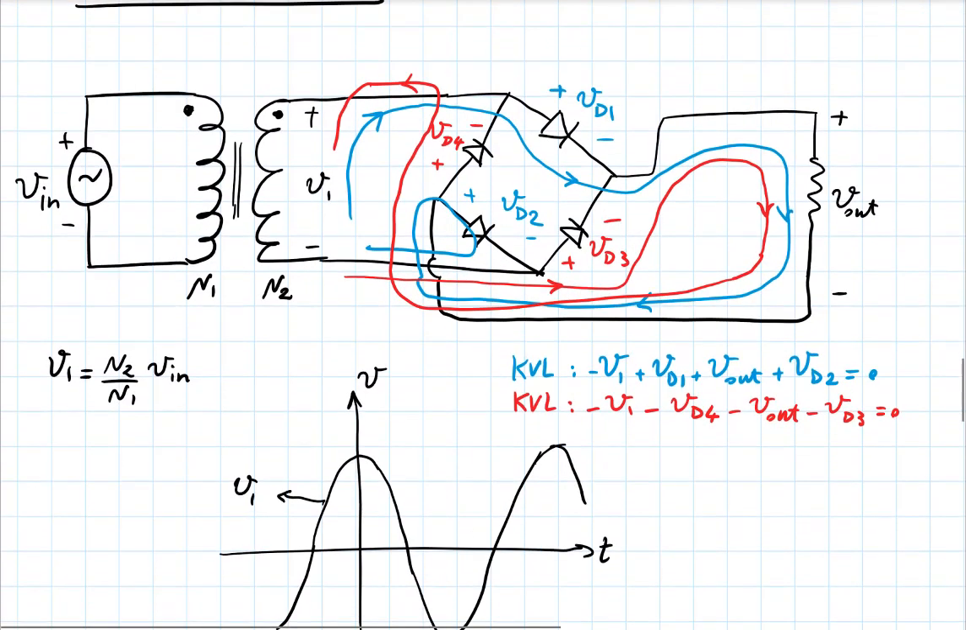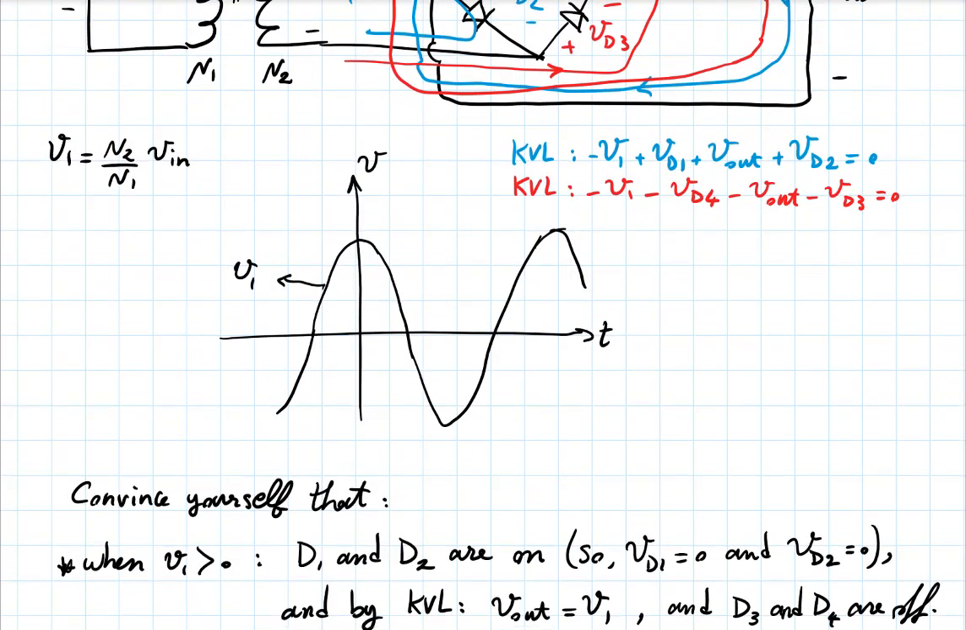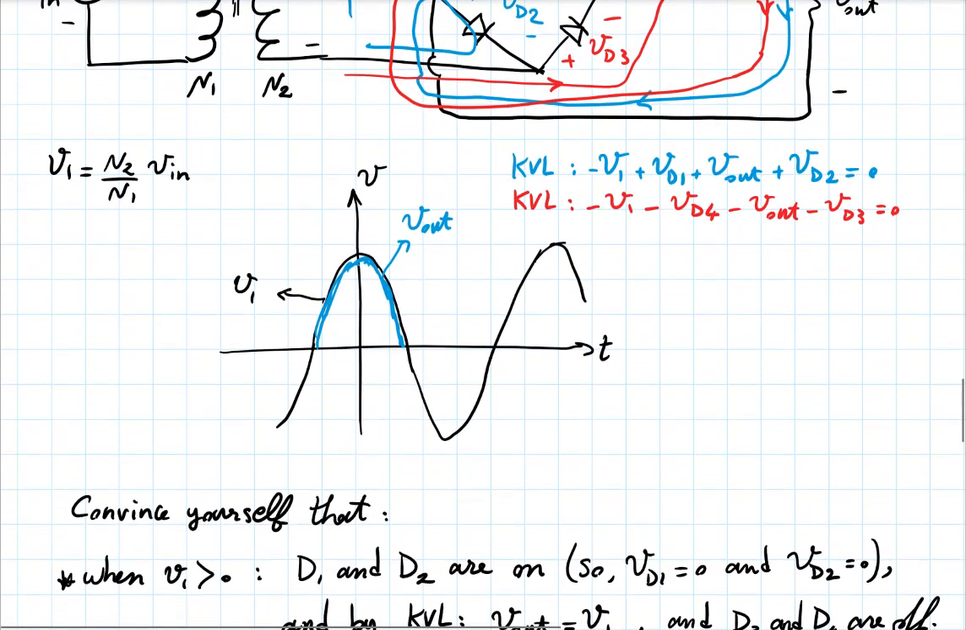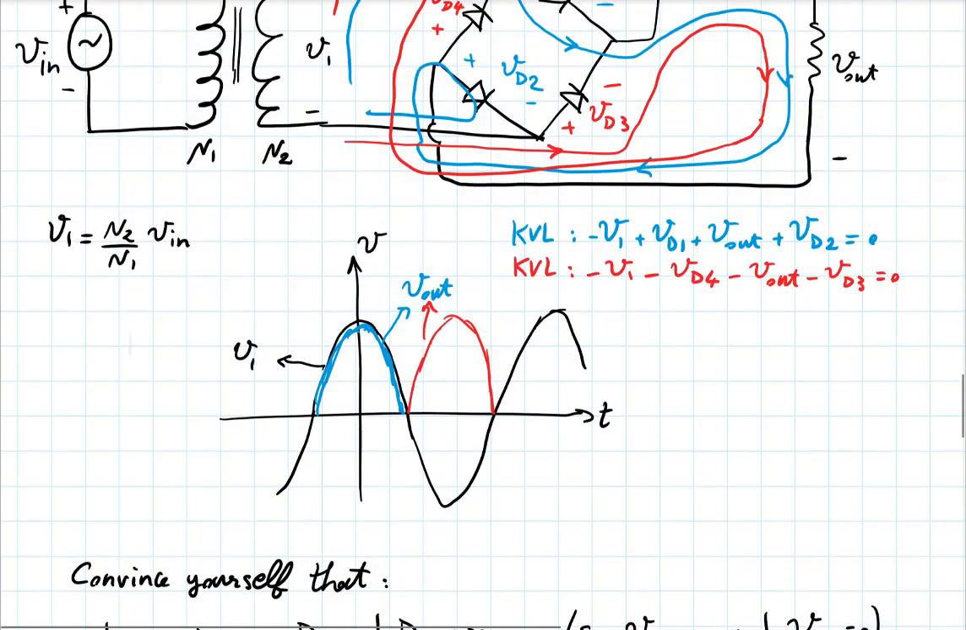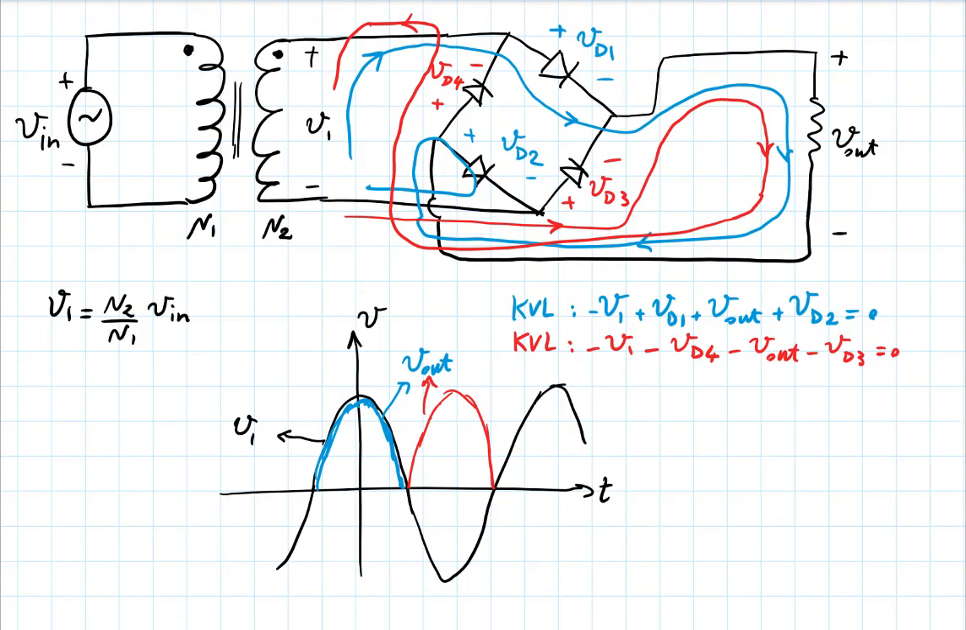So then your output will be, in the positive half, just V1. So this is your Vout. In the negative half, it will be minus V1. And that's also Vout. So you've flipped that side. So now you have a full wave rectifier. You haven't thrown out the negative side. What if we added a capacitor in parallel with the resistor?